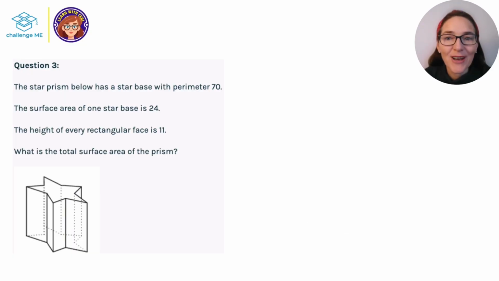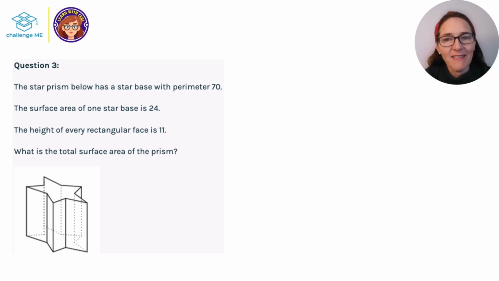Let's take a quick look at question 3. The star prism below has the star base with perimeter 70. The surface area of one star base is 24. The height of every rectangular face is 11. What is the total surface area of the prism?